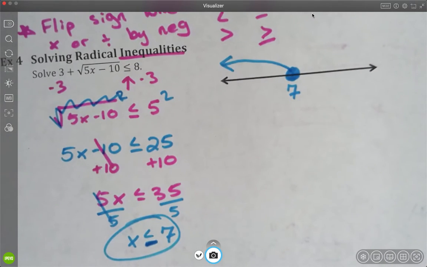Hold on just a second. Just wait. Hold on. Go back to this problem. Don't shut the video off yet. Any number less than 7 I can plug in there and work.